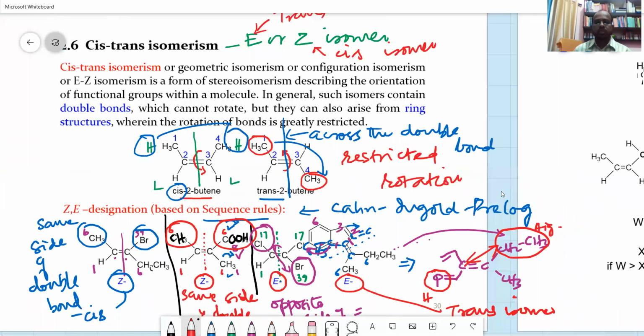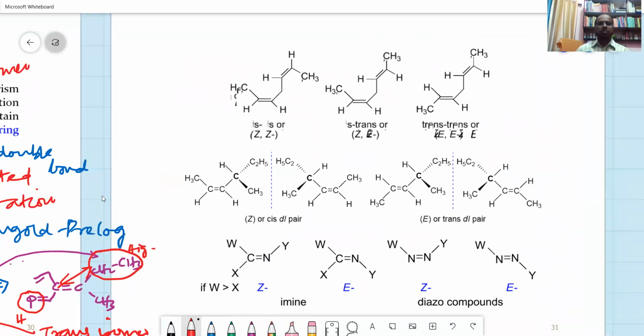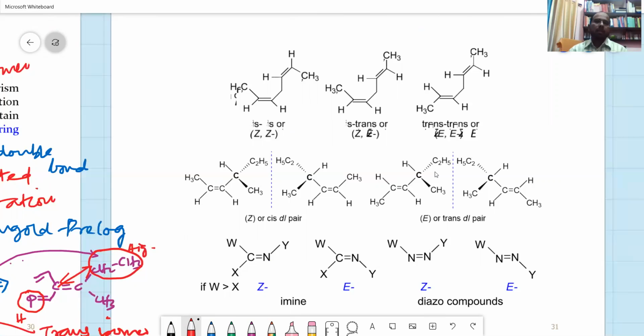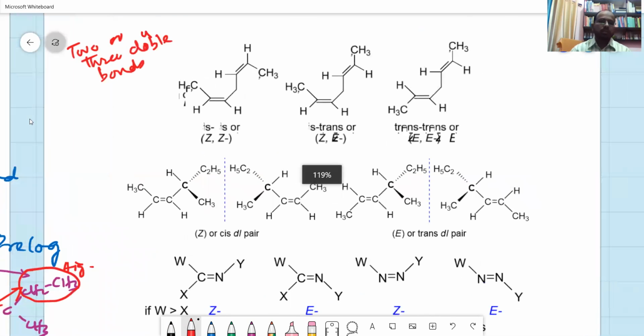Okay, so that is the trans isomer. And look at some of the examples. There are some complex types in which you will have two or three double bonds. In these two or three double bonds, you will be capable of giving ZZ as a cis, trans and trans examples. Okay, so first across this double bond, a line can be drawn.